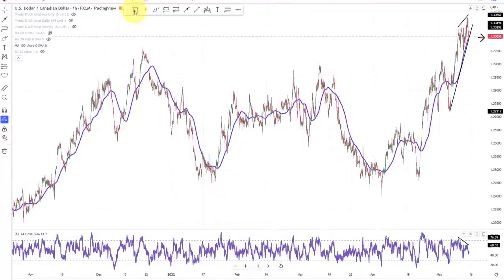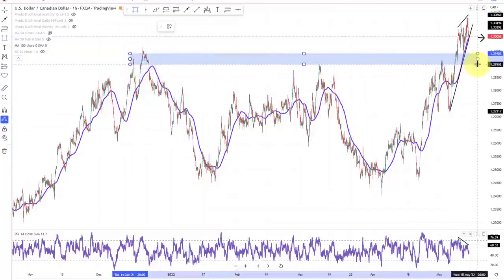Then let's see when we zoom out what we have. We're trading above a resistance area.